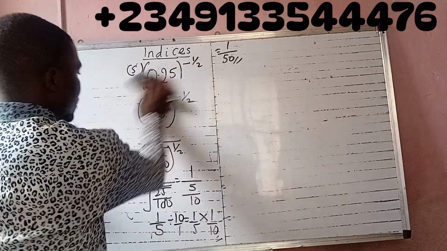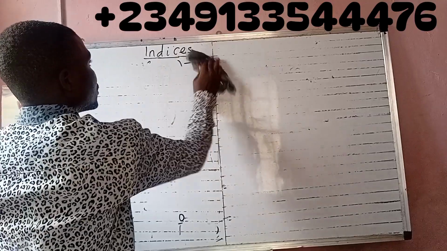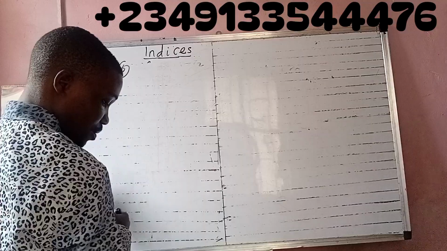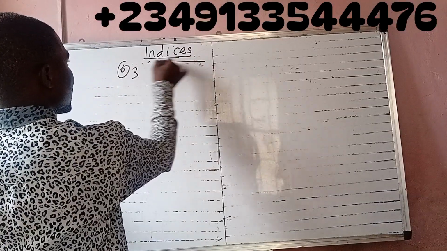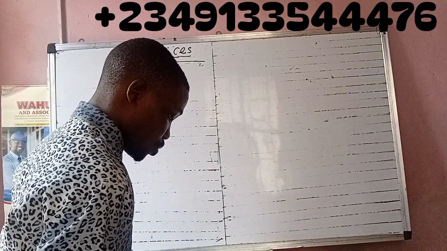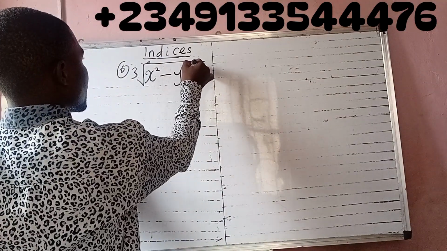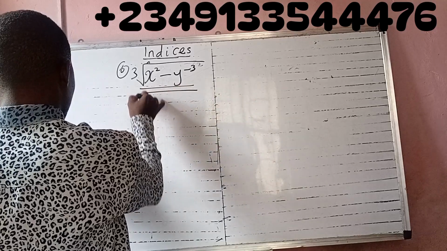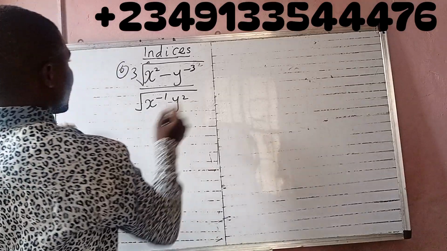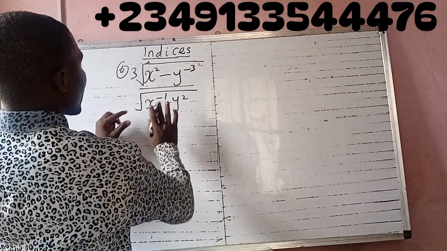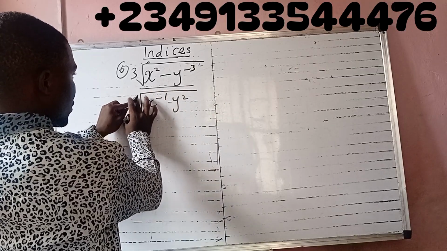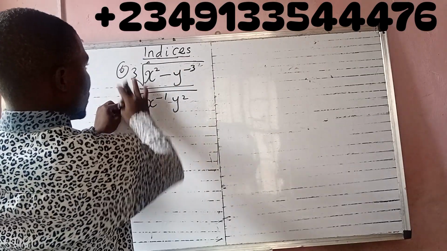So let's look at the sixth question, which is the last question. Let's see, we have x to the power 2 minus y to the power minus 3, to the power minus 1, y to the power 2. So here now we can just change, this is square, which is 2 is here, so we can change it back first. So let's change it back.